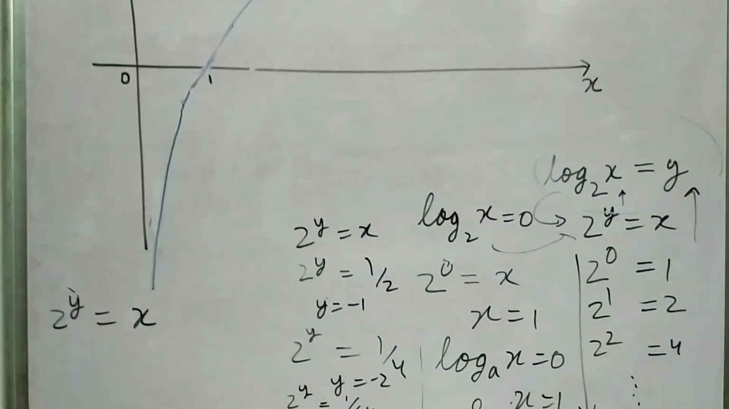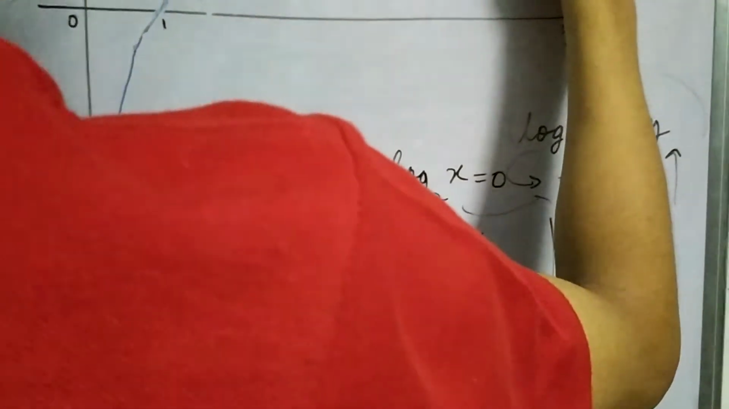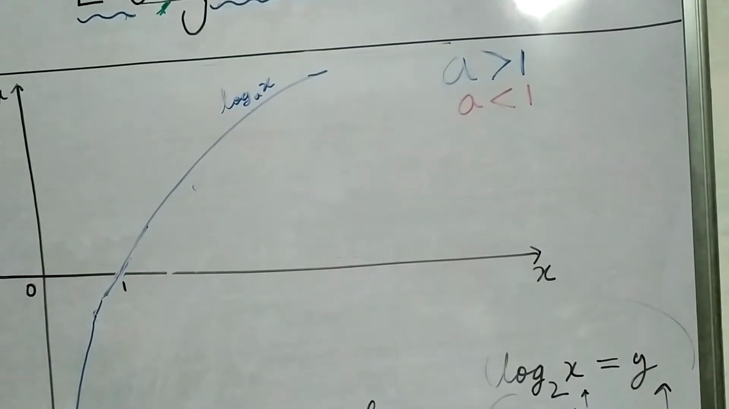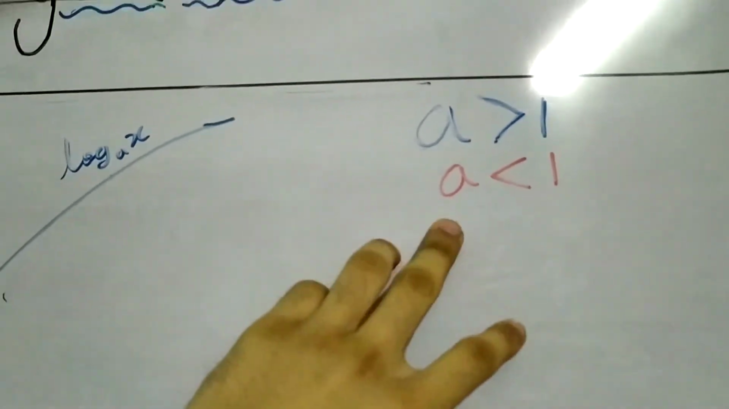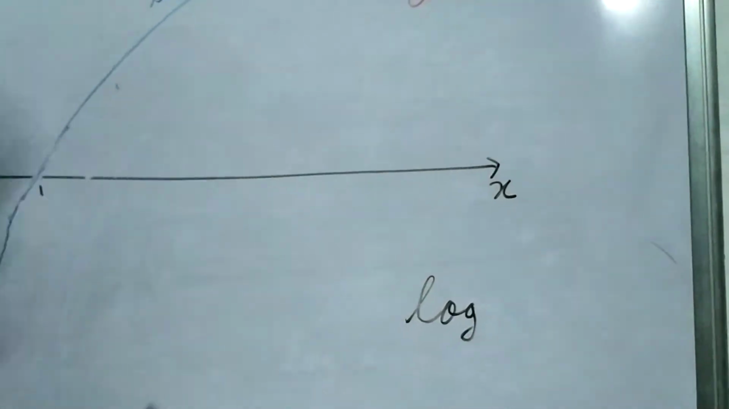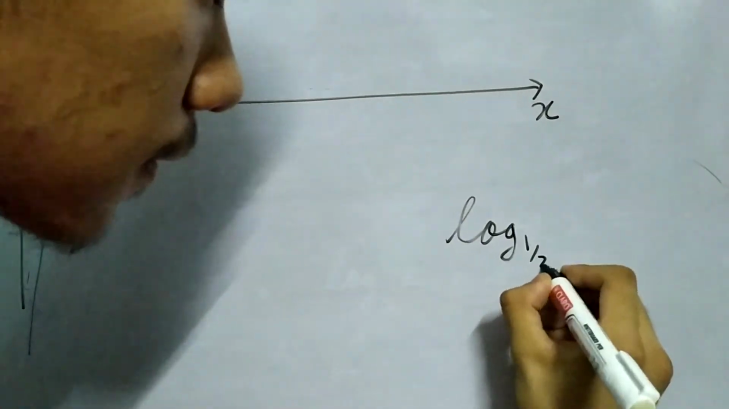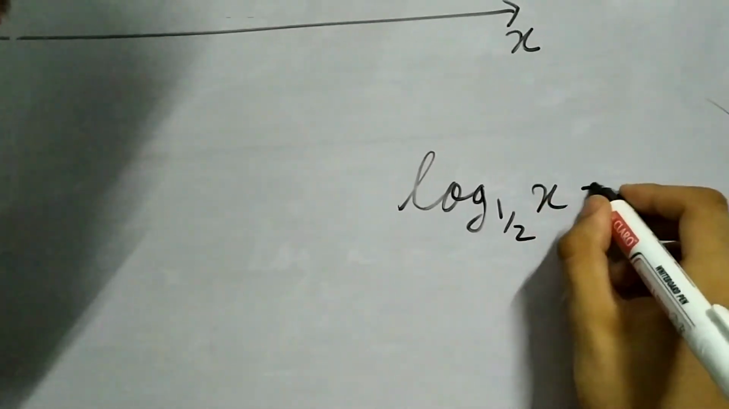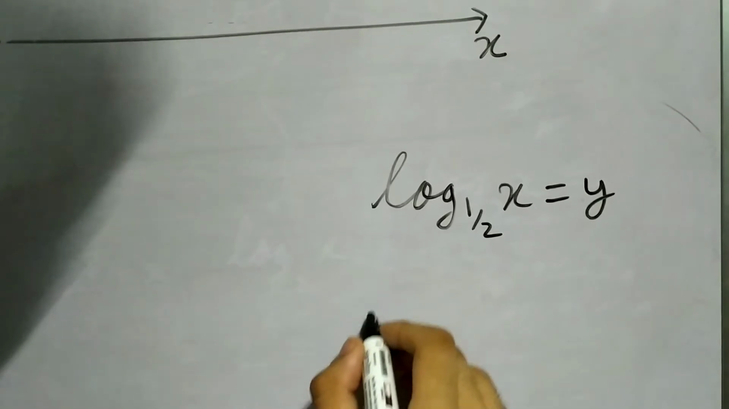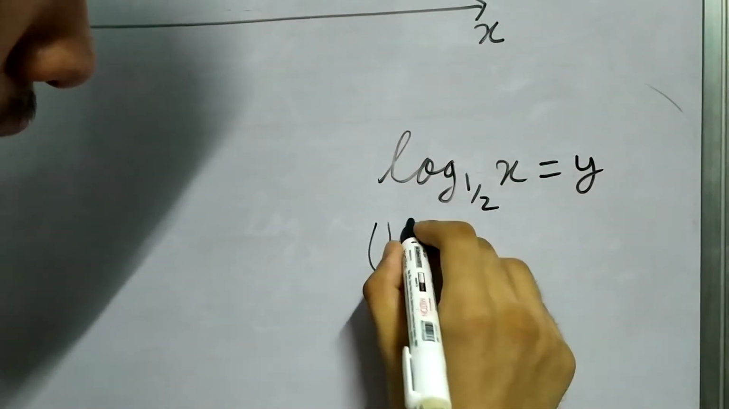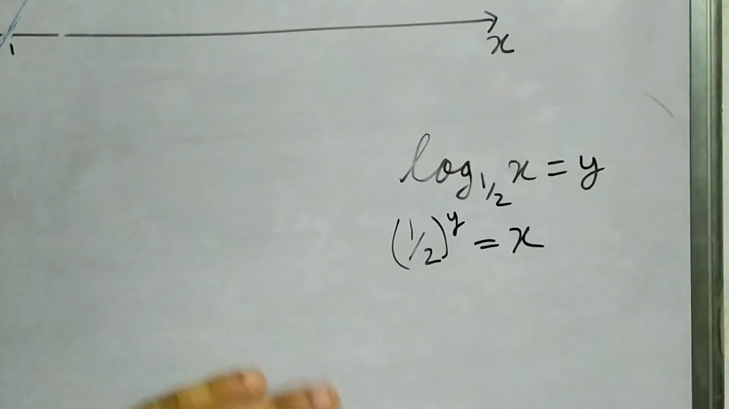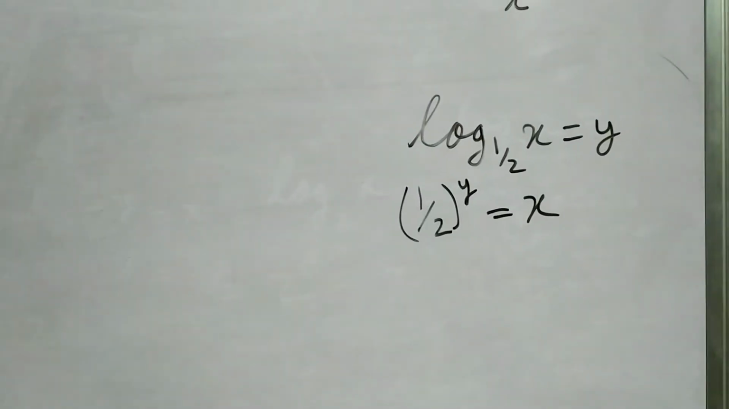Now let us consider the second case, where a is less than 1 and of course greater than 0. So for a less than 1, let's start. Again we'll consider an example, log base 1/2 of x equal to y, and we'll see how it works. So (1/2) to the power y will give you x. Now change the values and see how it goes.